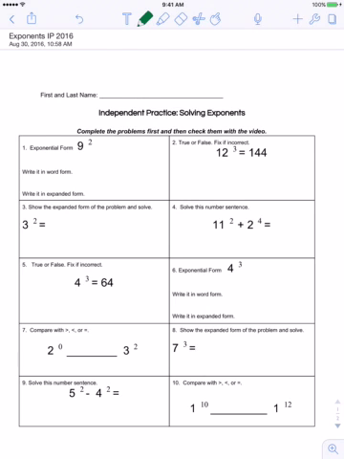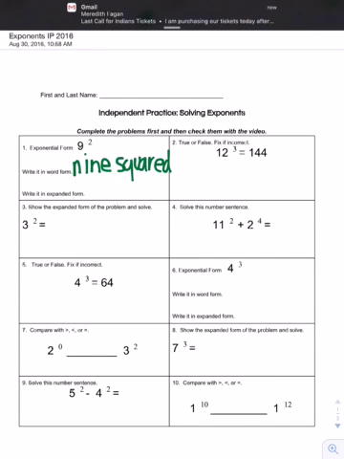In number one, when it asks you to write it in word form, it's just asking for you to name the base, so 9, and then name the exponent. So that 2 stands for the word squared. When you're writing in expanded form, they're asking you to expand the base as many times as the exponent tells you. So that means you're doing 9 times 9.